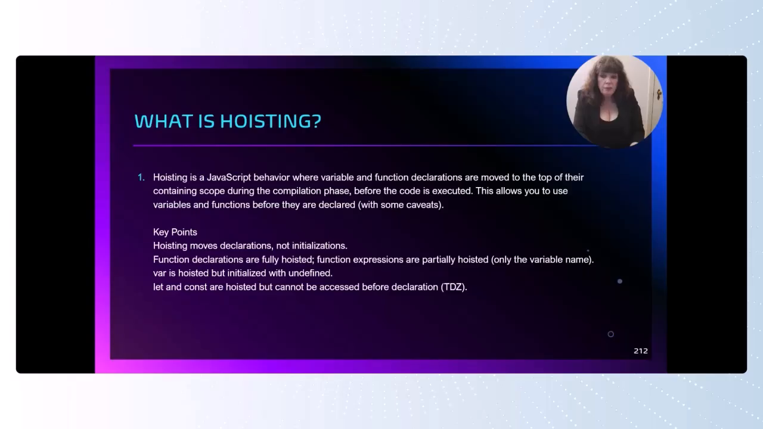Hoisting is a JavaScript behavior where variable and function declarations are moved to the top of their containing scope during the compilation phase before the code is executed. This allows you to use variables and functions before they are declared, with some caveats.